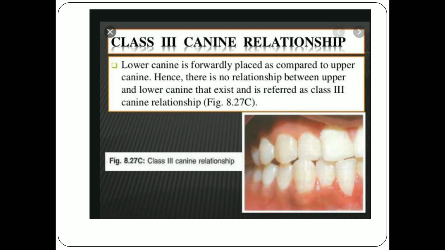Now coming to class 3 canine relationship. The lower canine will be forwardly placed when compared to the upper canine. Hence, you can observe no relationship between upper and lower canine exists, and it is referred to as class 3 canine relationship. It is simple to remember. You know very well about class 1. Class 2 is nothing but just opposite to your class 1. Class 3 is where the lower canine is forwardly placed when compared to the upper canine. That means there will be no particular relationship existing. That is called class 3 canine relationship.